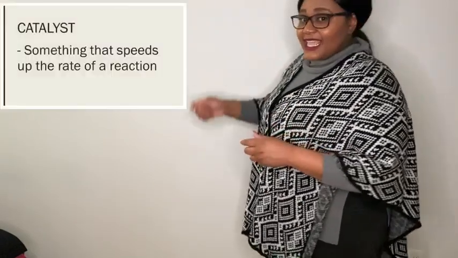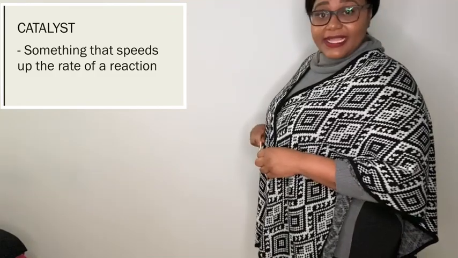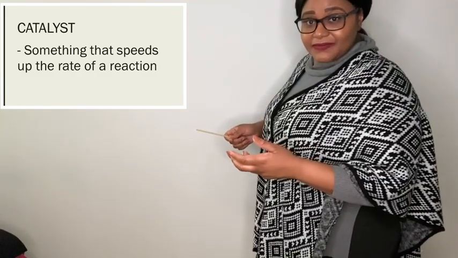Now that you know that it's going to break down in your experiment, let's talk about a catalyst. The yeast in your experiment is going to be the catalyst. A catalyst is something that speeds up the rate of your experiment. So your yeast is going to speed up how fast your experiment takes place.